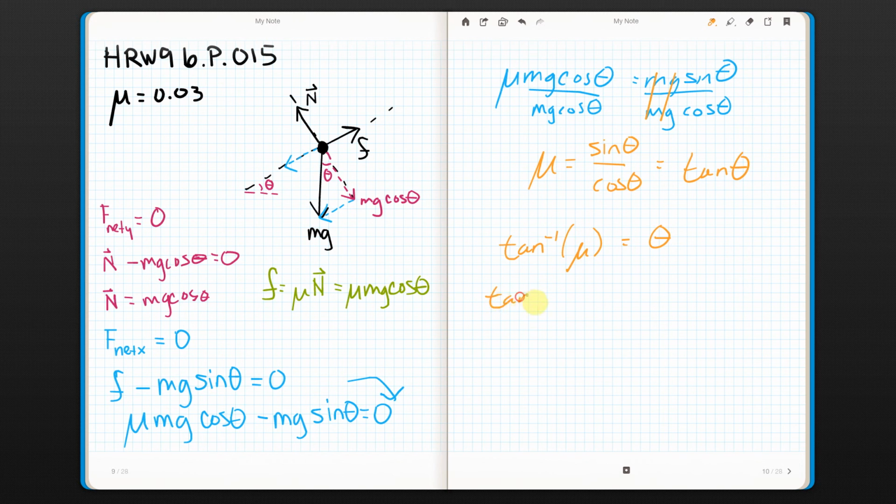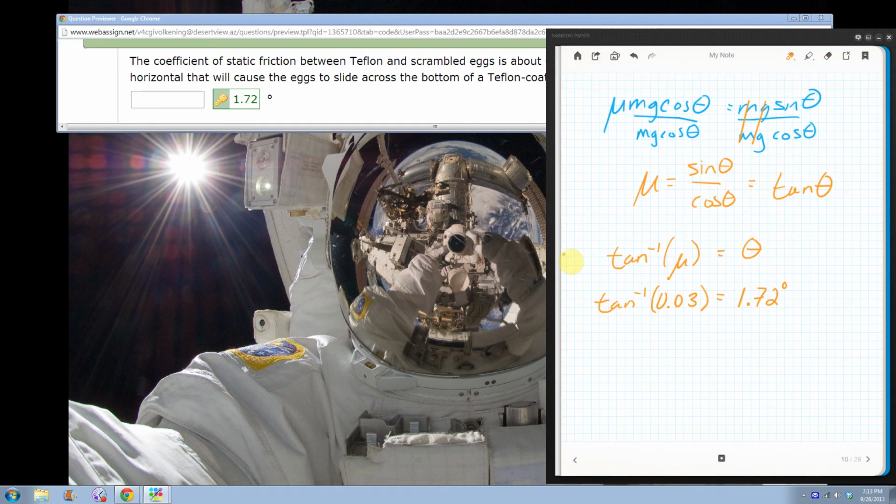Okay, so for my numbers, that would be 0.03. If I put that in a calculator, I get 1.72 degrees. Go check that. Yep, that is what the key says. So that's the answer. We are done.